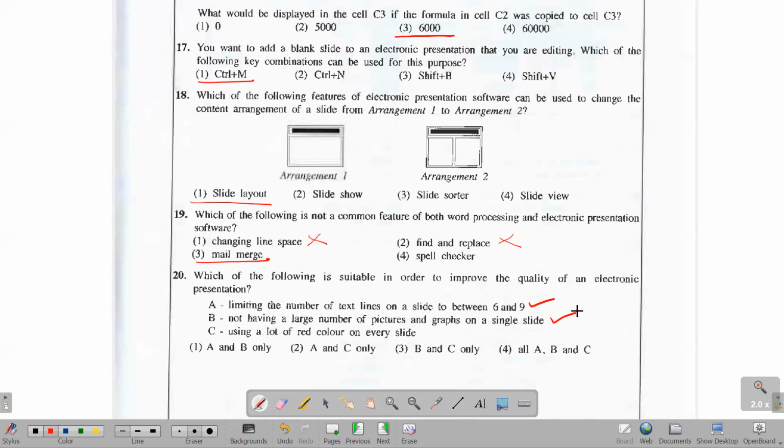Using a lot of red color on every slide. No, red color gives some interference or harshness for the audience. Red is a color that gives a headache to the eye, as it is considered a very bright color. So having a lot of red will make your eyes tired of looking at the presentation. So A and B is going to be the answer.